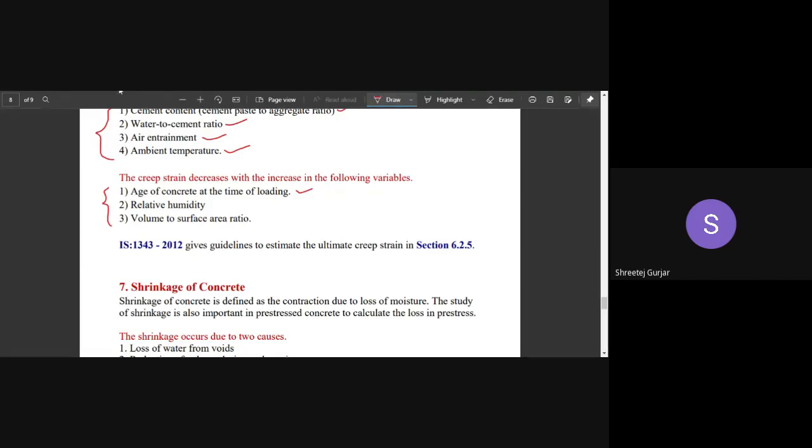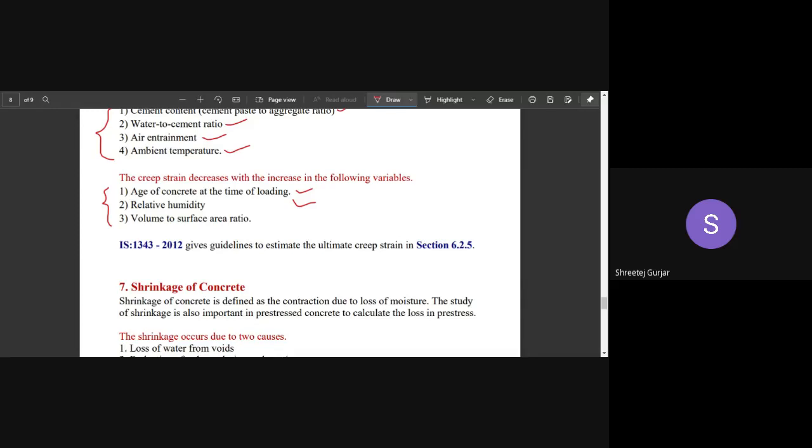Coming to the next point, that is relative humidity. Relative humidity is, as the term says, the humidity relative to your concrete. If the relative humidity is more, then the creep strain is lesser. Remember, if you want to decrease the creep strain, we have to increase the relative humidity. We have to keep it at a maximum so that the creep strain is lesser. Then the next point is the volume to surface area ratio.